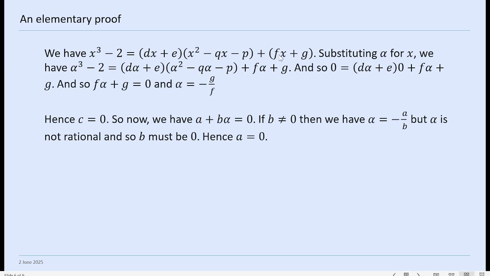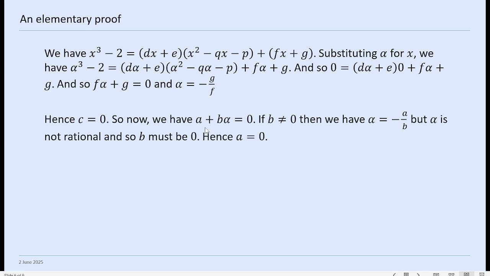Okay, so we got this expression, and then we're going to substitute alpha in for x. And what that means is on the left, we've got alpha cubed minus 2, which goes to 0. The quadratic goes to 0, so we're left with f alpha plus g is 0, or alpha is minus g over f, because both f and g must be non-zero. Because they can't both be 0, and if one of them's 0, the other one's going to be too, so they've both got to be non-zero. So alpha equals minus g over f. This cannot be the case because alpha is not rational. So that means C was 0 all along, because if C is non-zero, we get a contradiction.